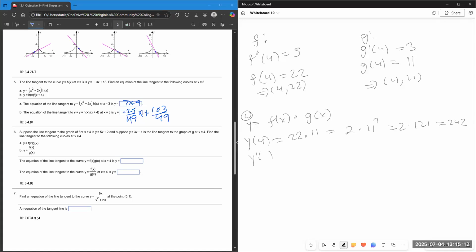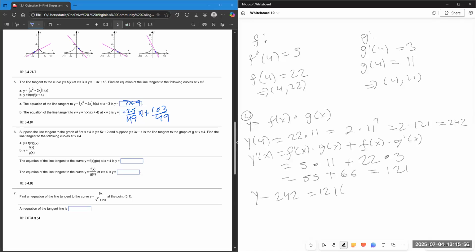Y prime of x is f prime of x times g of x plus f of x times g prime of x. F prime of 4 is 5 times 11 plus 22 times 3, which is 55 plus 66, which is 121. So y minus 242 equals 121 times x minus 4. Y minus 242 equals 121x minus 484. Add 242 to both sides. Y equals 121x minus 242.